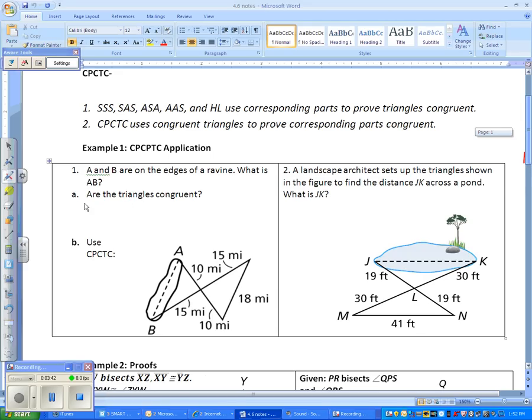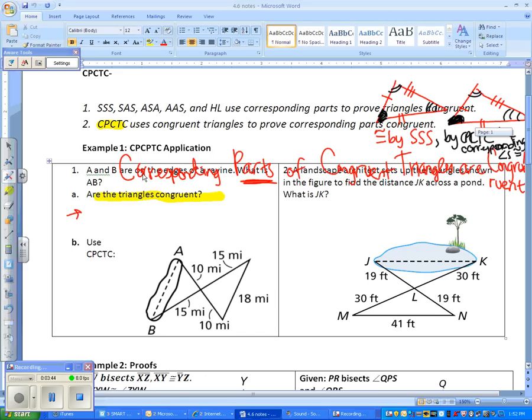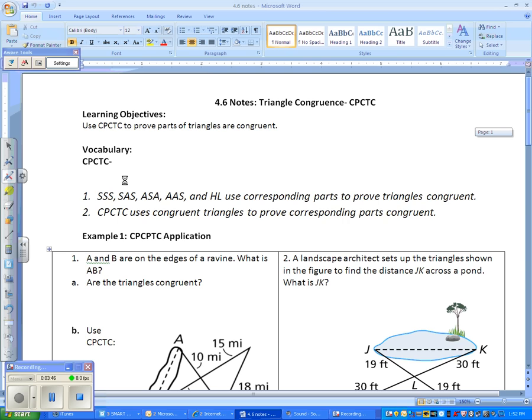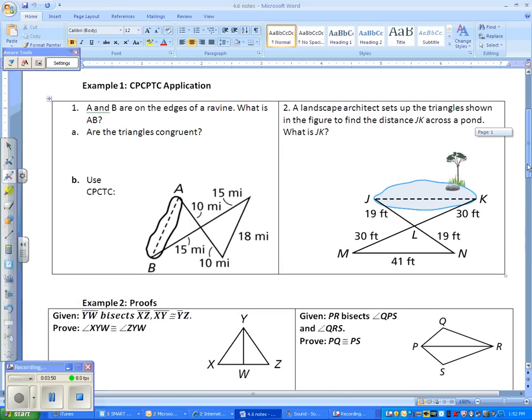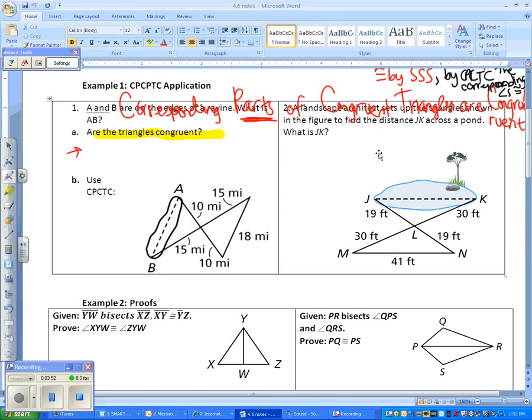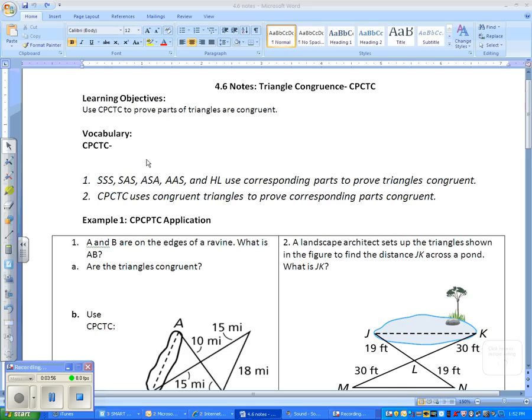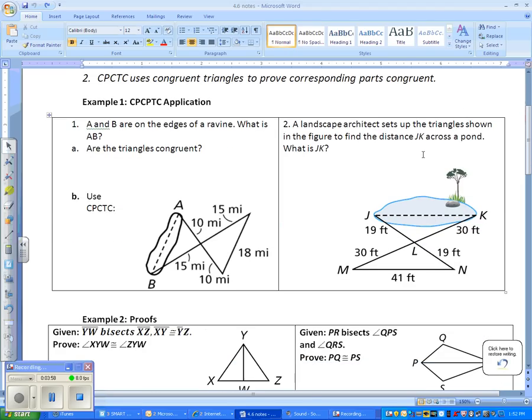So the first question you ask yourself is, are the triangles congruent? If they are, sweet. Sorry. Oh, man. Okay, I get it this time. Okay, are these triangles congruent?